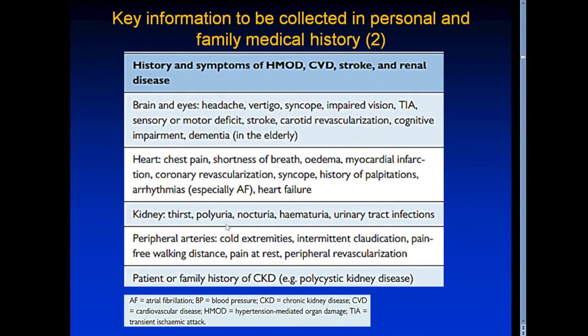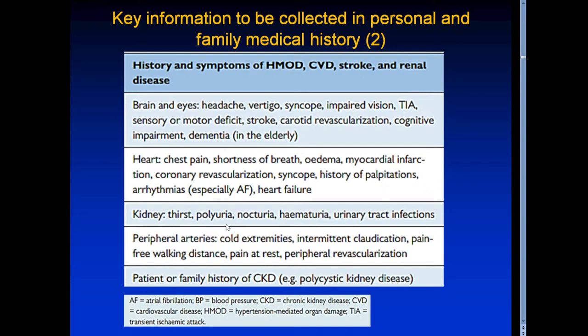History and symptoms of hypertension-mediated organ damage, cardiovascular disease, stroke, and renal disease. Brain and eyes: headache, vertigo, syncope, impaired vision, transient ischemic attack, sensory motor deficit, stroke, carotid revascularization, cognitive impairment, dementia in the elderly. Heart: chest pain, shortness of breath, edema, myocardial infarction, coronary revascularization, syncope, history of palpitation, arrhythmias, especially atrial fibrillation, heart failure. Kidney: thirst, polyuria, nocturia, hematuria, urinary tract infection.